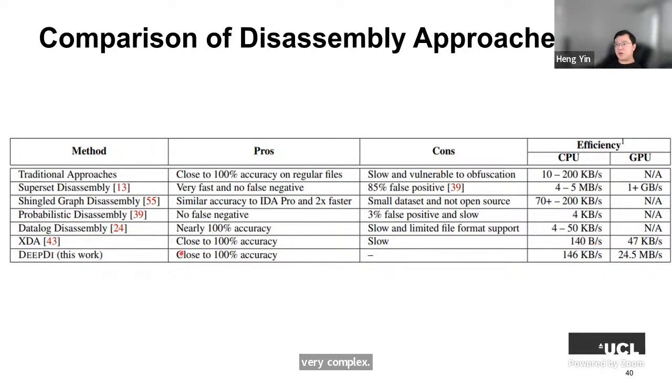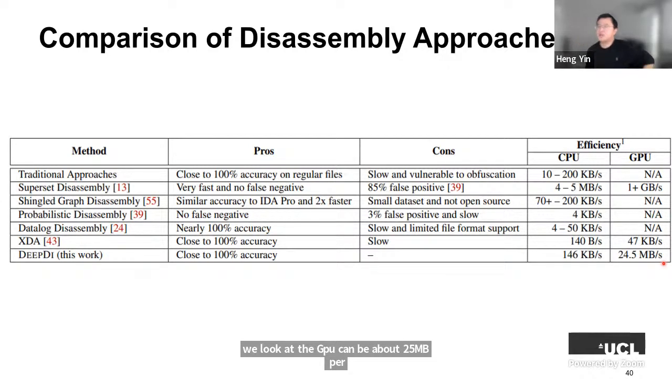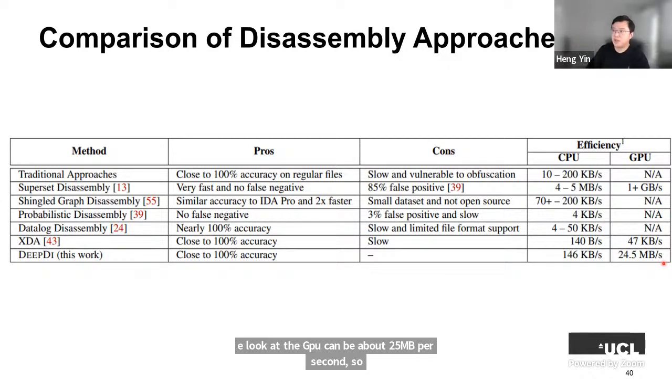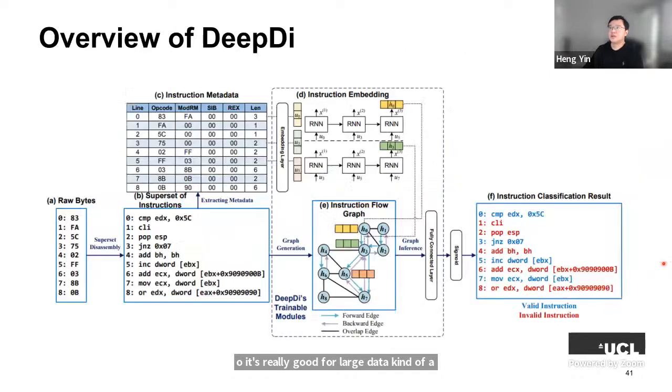And DeepD, our work, can achieve very high accuracy. If we look at the GPU, it can reach about 25 megabytes per second. So it's really good for processing large data, for training and testing.